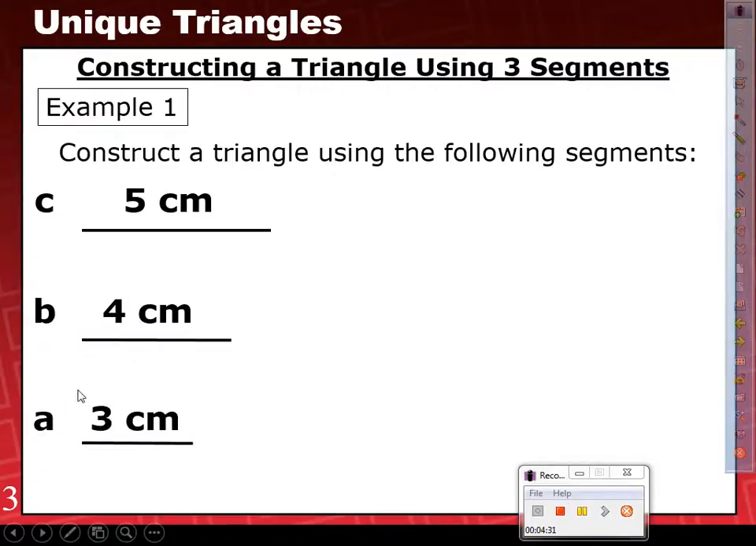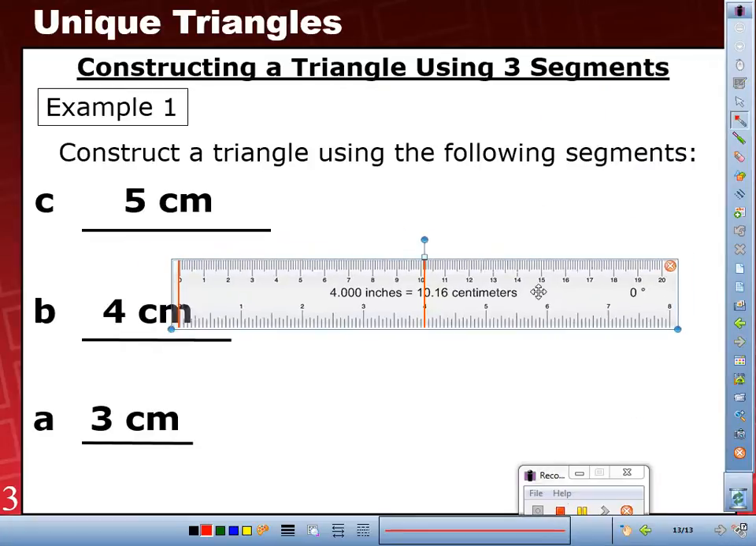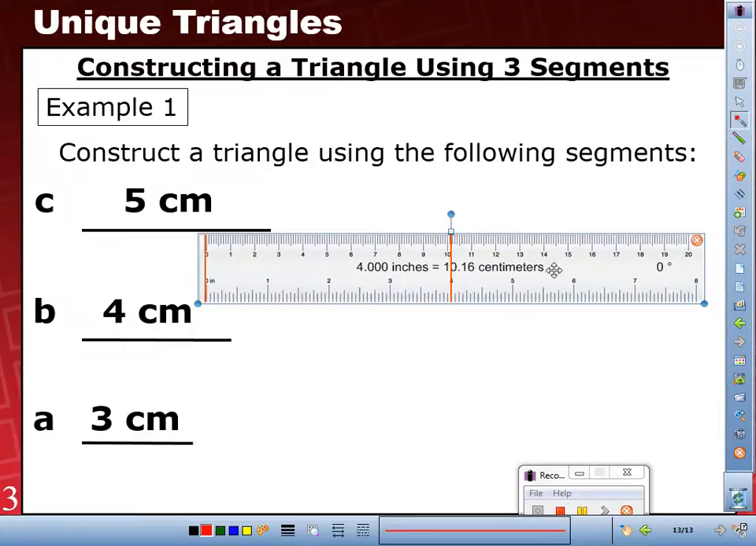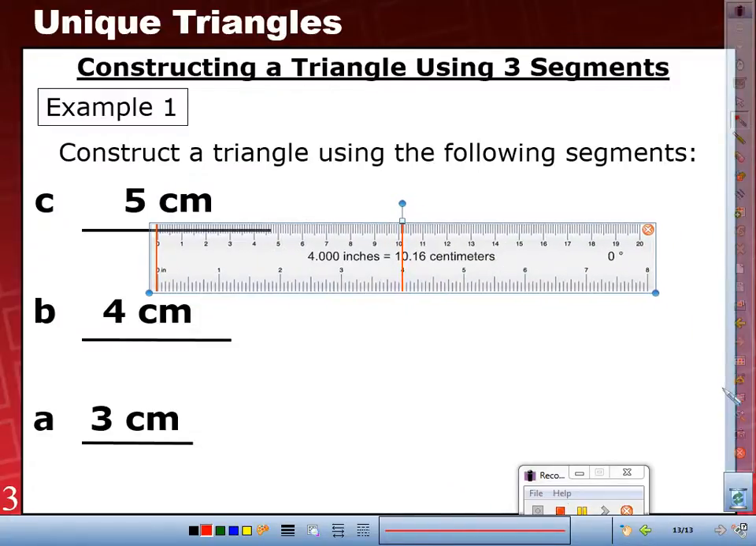So here's the challenging part. You need to use your ruler, and you need to draw a triangle using those measurements. And it has to be exact. So, let me get my ruler so you guys can see what side we're going to use. Look up please. On your ruler, you have two sides. Let me zoom in.